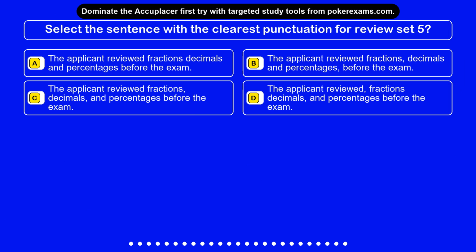Question 19. Select the sentence with the clearest punctuation for review set 5. Option A. The applicant reviewed fractions, decimals, and percentages before the exam. Option B. The applicant reviewed fractions, decimals, and percentages before the exam. Option C. The applicant reviewed fractions, decimals, and percentages before the exam. Option D. The applicant reviewed fractions, decimals, and percentages before the exam.